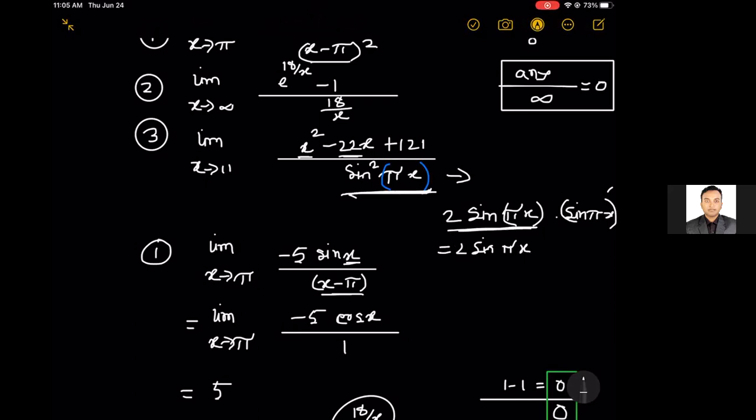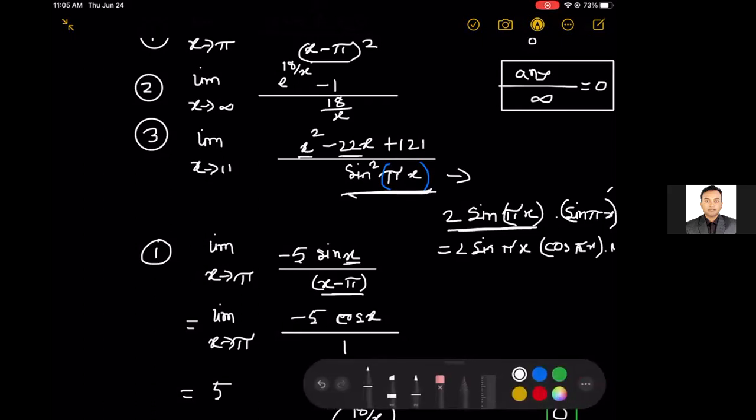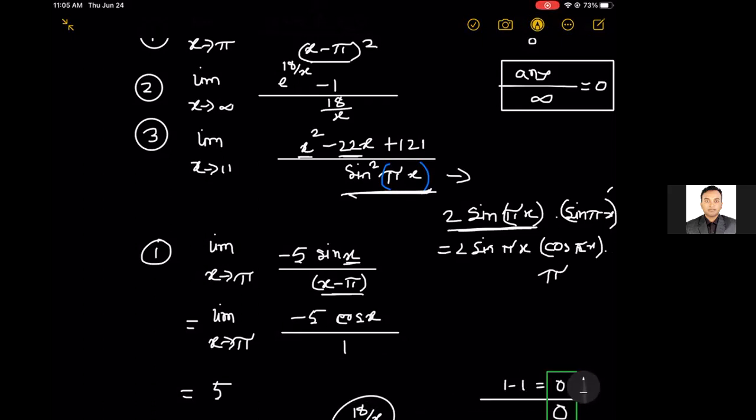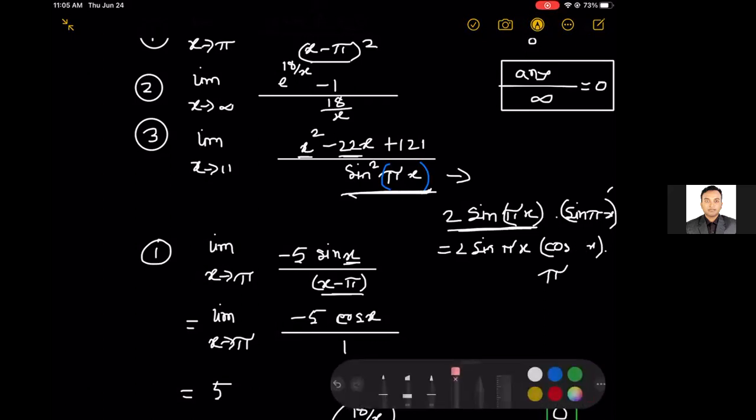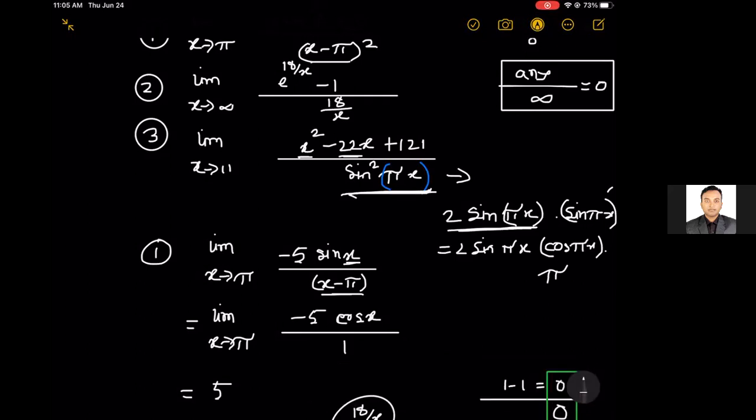The derivative of sine pi x would be cosine pi x times pi, using the chain rule, okay? The derivative of sine x is cosine x, but it's not really x, it's pi x. So you need to find the derivative of pi x and multiply it. And the derivative of pi x is pi. So it's actually 2 pi sine pi x cosine pi x.